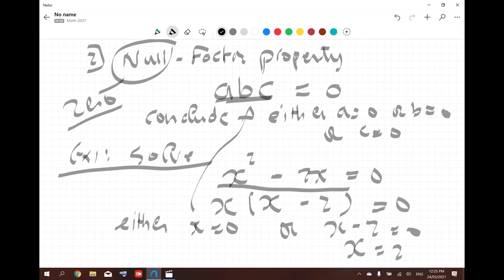Let's confirm. Let's put that x back there. X squared, when x is a 0, 0 squared is a 0, minus 2 times 0 is a 0. Is 0 minus 0 a 0? Yes, so this solution is right. Now, what about x equal to 2? If I put in 2 squared, that is a 4, yes, minus 2 times 2 is a 4. Is 4 minus 4 a 0? Yes, so this solution is right too.